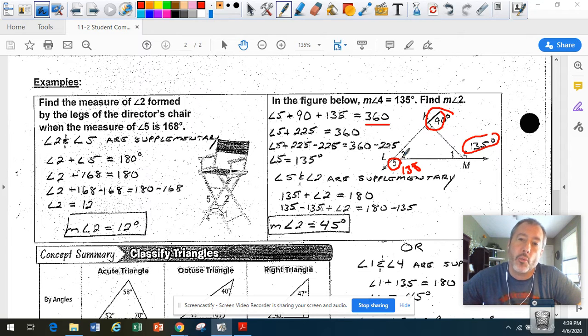Then to figure out what angle 2 is, since they are supplementary, all I have to do is 180 minus 135. That equals 45 degrees. Very good.